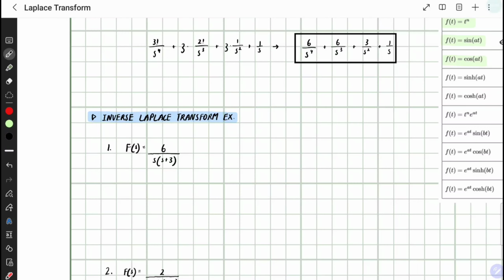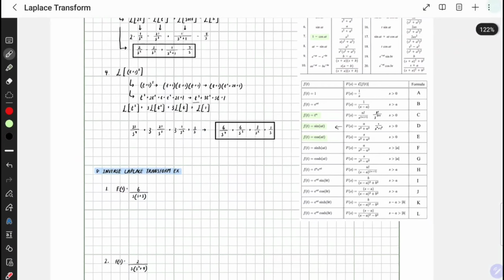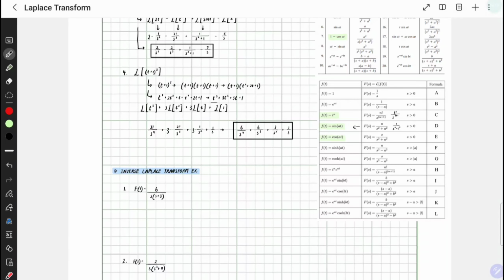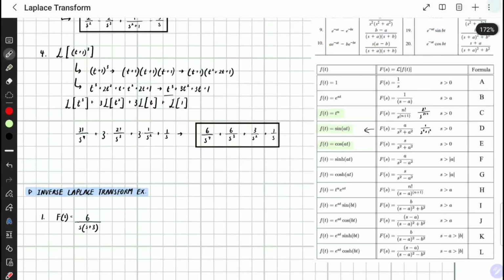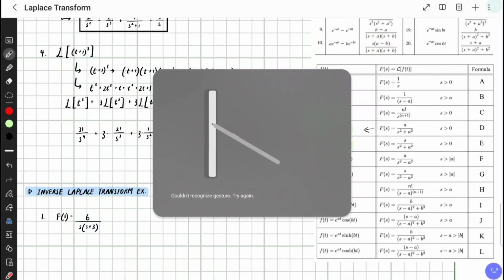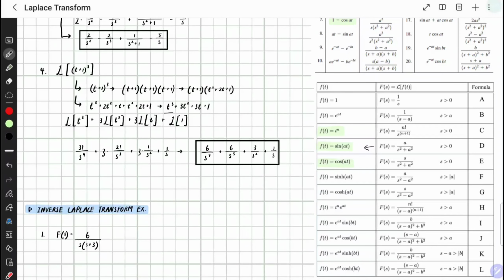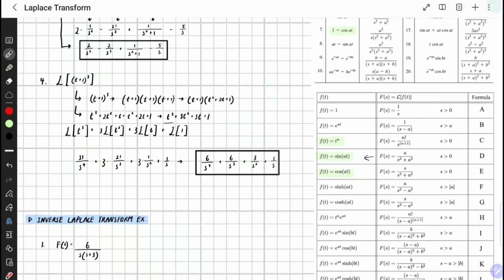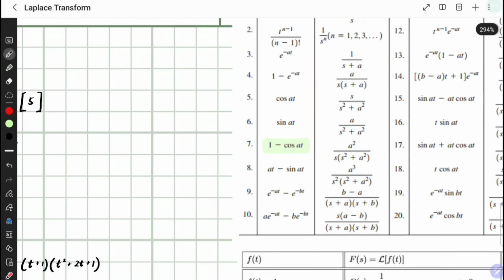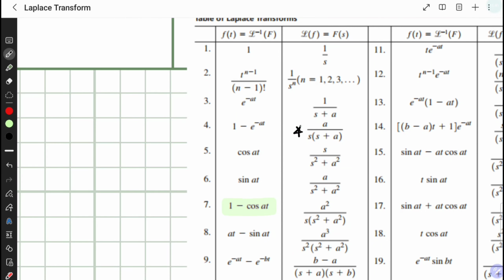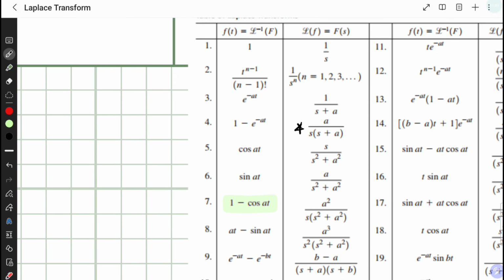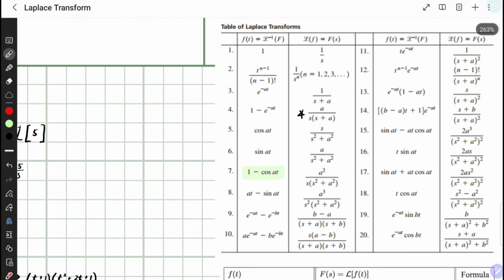So this first example, we have 6 over s, quantity s plus 3. And just before I solve any of this, I just want to see what this might look like. It looks something like this here. We have a factor on top and we have s squared plus a squared. But in this case, we have s times quantity s plus 3. That looks a lot like this form here, where we have a constant on top and s times s plus another constant, the same constant as the numerator. So let's try to get it into that form.